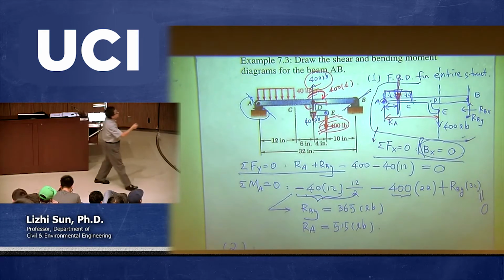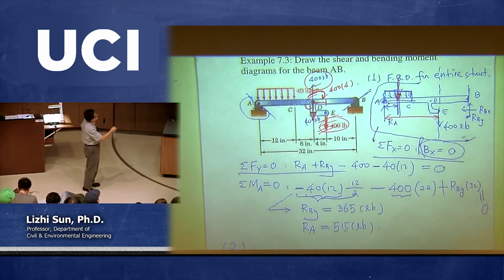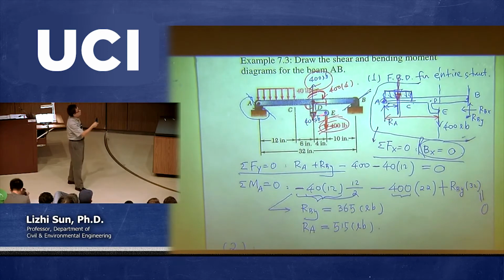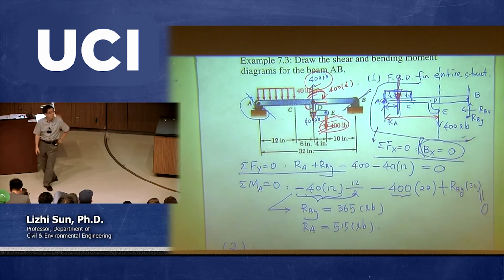So if you ever see this kind of additional bridge so that you can easily add a force, then you need to move this one to a certain point directly connecting to this point E. And that's point D.